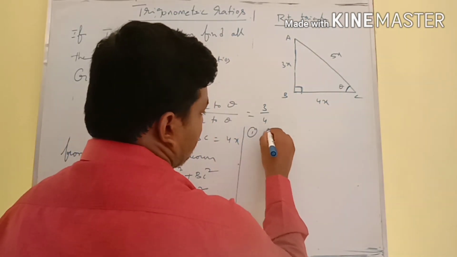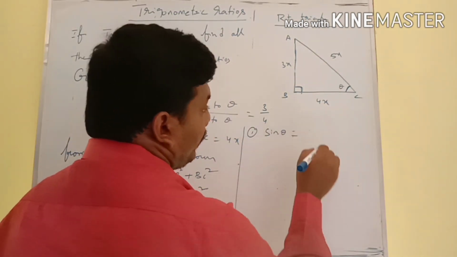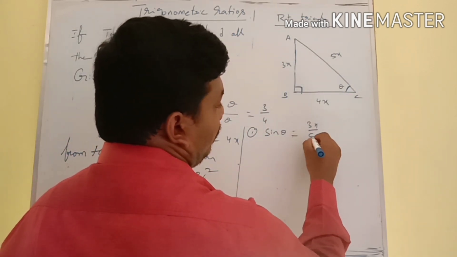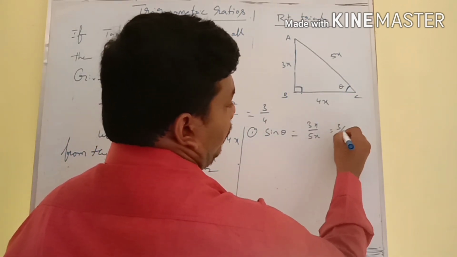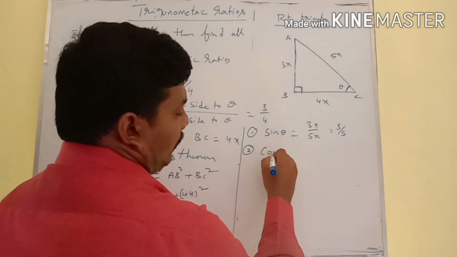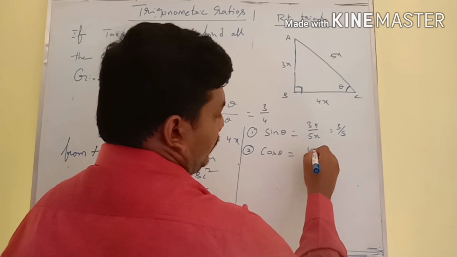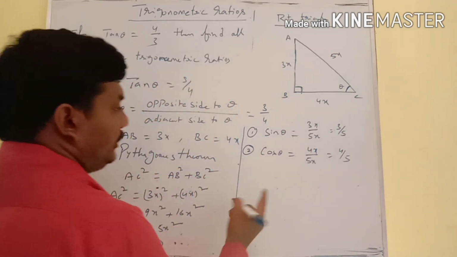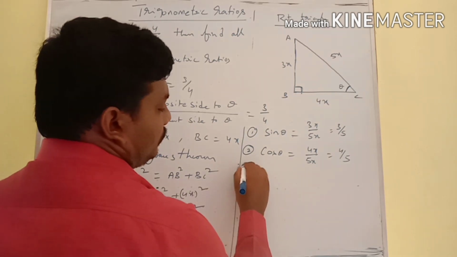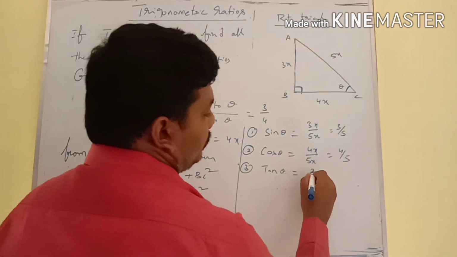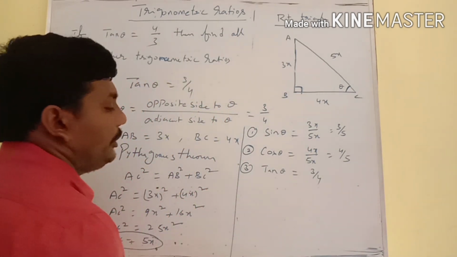First, sine theta is opposite side to theta by hypotenuse, that is 3x by 5x, which is 3 by 5. Second, cos theta is adjacent side to theta by hypotenuse, which is 4 by 5. Then tan theta we already know, so we write it as it is: tan theta is equal to 3 by 4, already given.